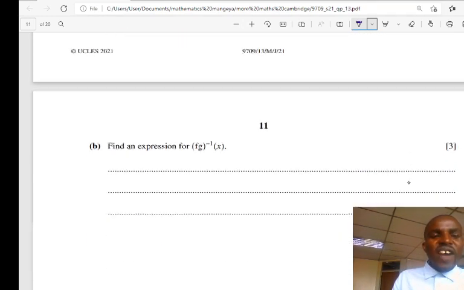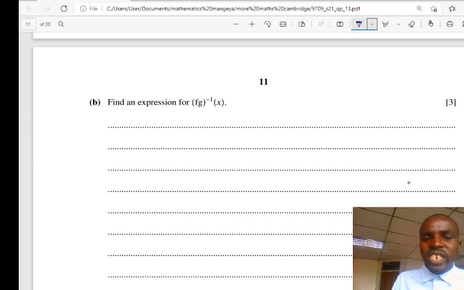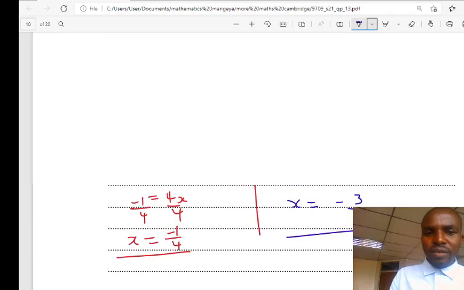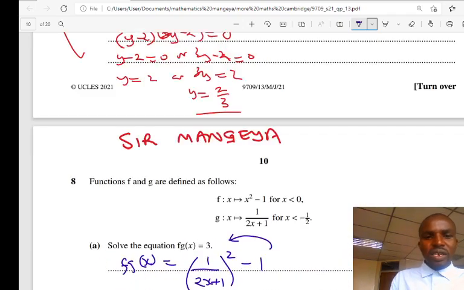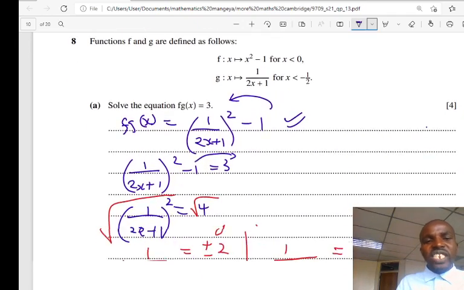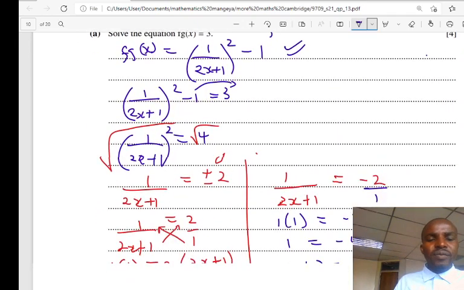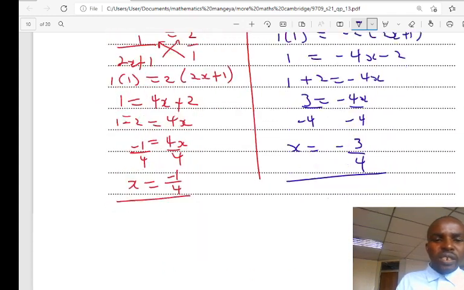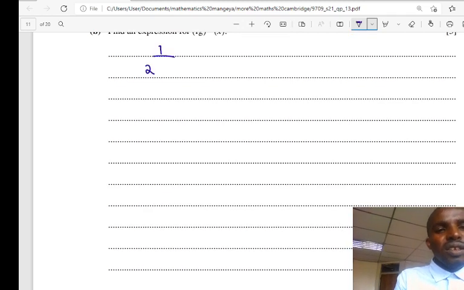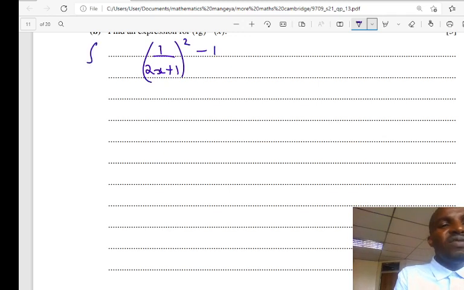Next part. Find an expression for the inverse of fg of x. So you have to find fg of x first, right? What is fg of x? Let me go up there. Right, fg of x, did we find it? Yes, we found it here. So it's 1 over this one, it's fg of x. So the inverse now, it's 1 over 2x plus 1 squared minus 1. That's fg of x.